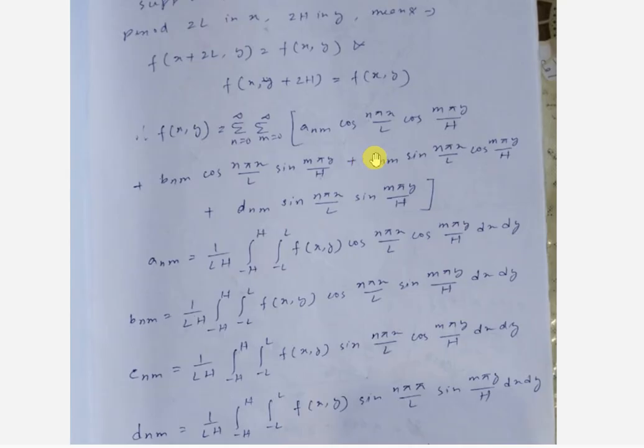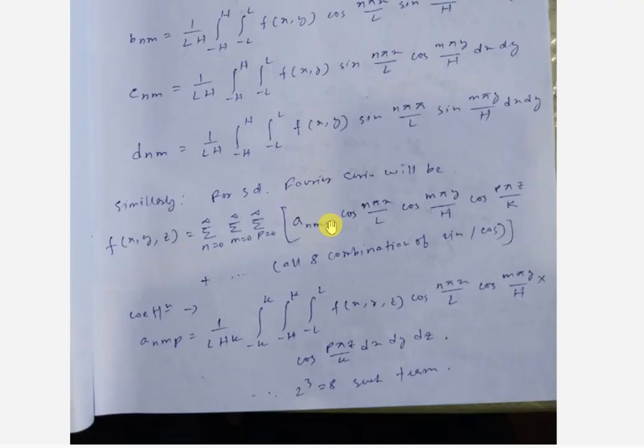The first coefficient will be a nm cos n pi x by l cos m pi y by h, plus the second, b nm cos n pi x by l sin m pi y by h, plus c nm sin n pi x by l cos m pi y by h, plus d nm sin n pi x by l sin m pi y by h. Then we can find the a nm value as 1 by lh, integral from minus h to h and minus l to l of f of x, y cos n pi x by l cos m pi y by h dx dy. So the b value would be cos and sine, the c value would be sine and cos, and the d value would be sine and sine.